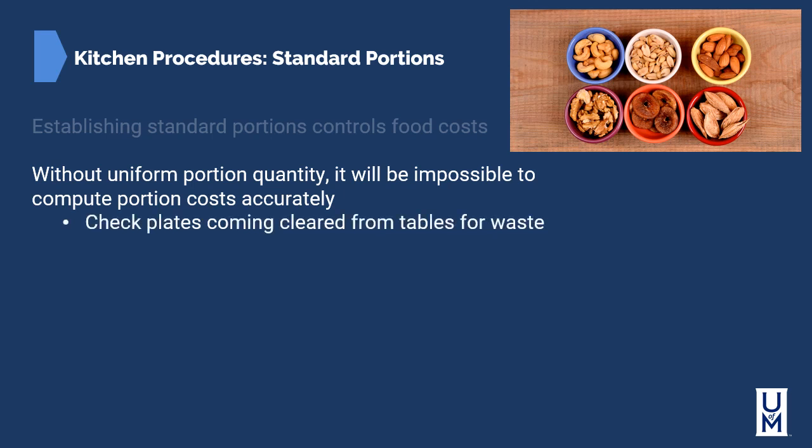Check plates coming back cleared from the table for waste products. Waste is a costly problem. For instance, if I served 2 ounces of mashed potatoes for every order, more than what my spec calls for, and my mashed potato costs 5 cents an ounce, that's 10 cents for every portion that I'm selling out the door. If I'm selling 200 portions of that a day, that's $20 gone a day. Over the lifespan of a year, that's $7,240 in 2 ounces of mashed potatoes.